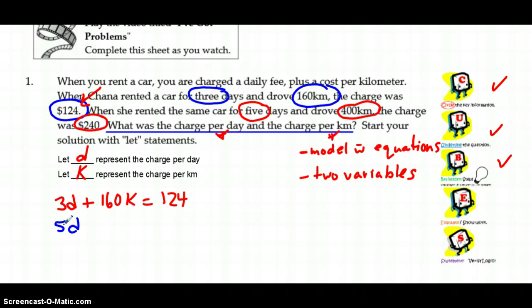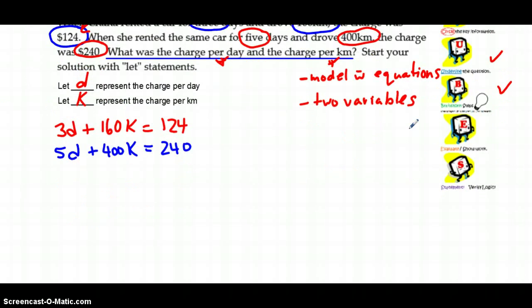So 5 days times the charge per day plus 400 kilometers times the charge per kilometer. And when we tally that up, the total cost here is $240. And what we end up with is two different linear equations. So we can solve this and evaluate part of our cubes by using elimination here.